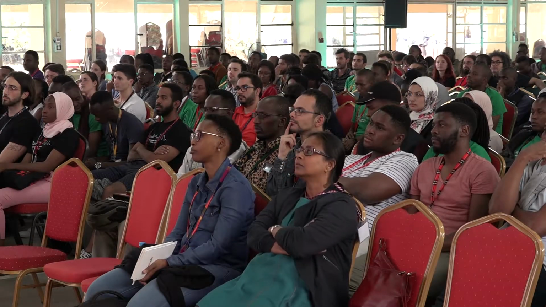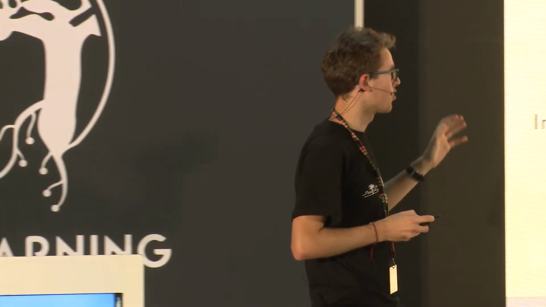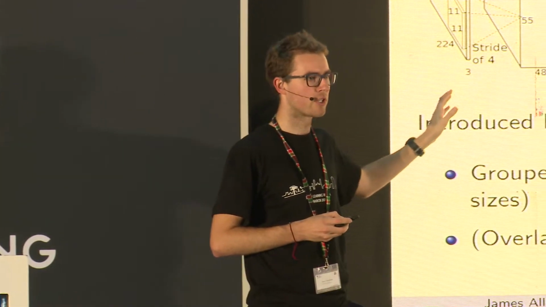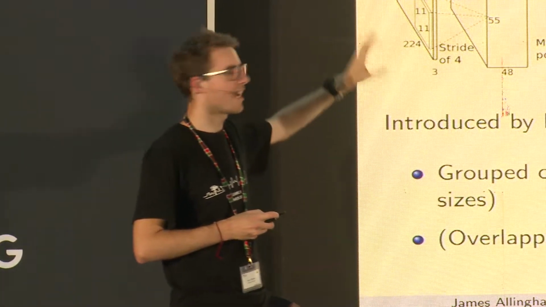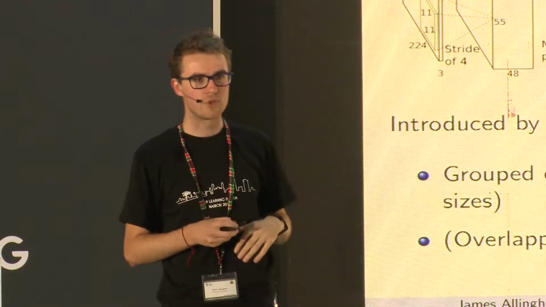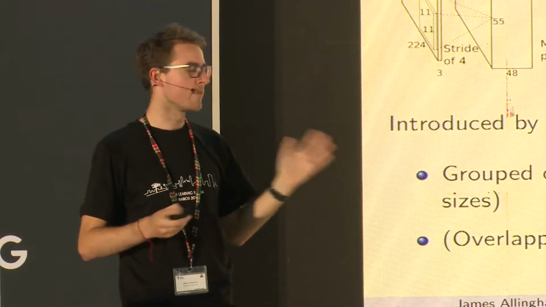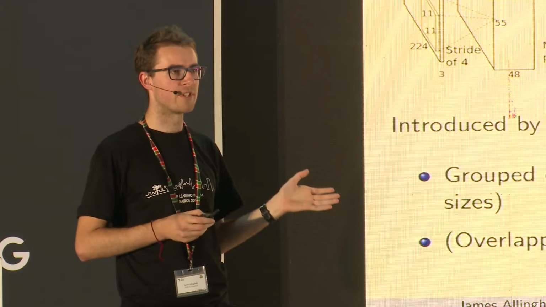But let me take a little step back. Let me go back to this picture just so we make sure that everyone's on board with AlexNet. It's actually a very simple neural network. There's nothing too crazy about it. You can ignore this idea of grouped convolutions. In the end, that's just a little implementation detail.